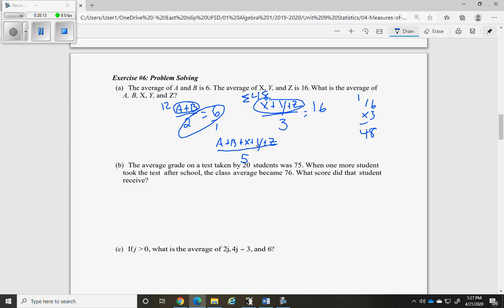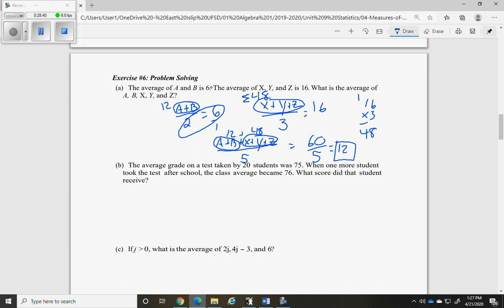Now I don't know what each of these numbers are, but I do know that the sum of A and B is 12, and the sum of X, Y, and Z is 48. So the sum of 12 and 48 is 60, and 60 divided by 5 is 12. So the average of those 5 numbers would be 12, even though I don't know what each number actually is.